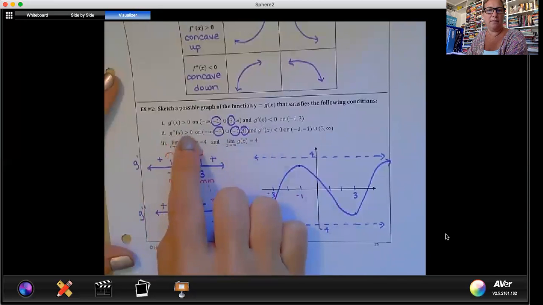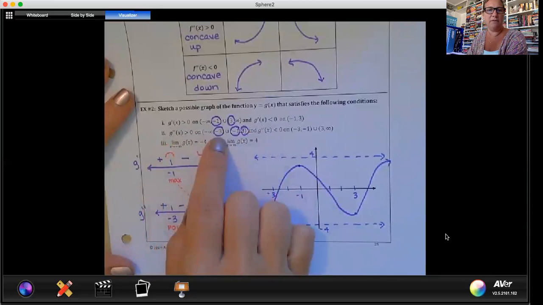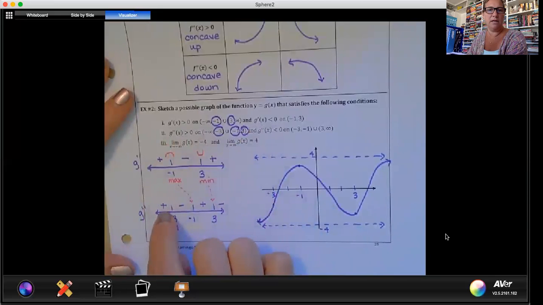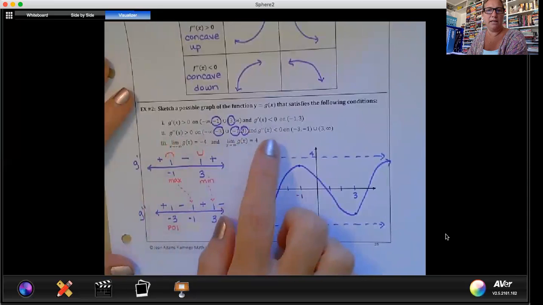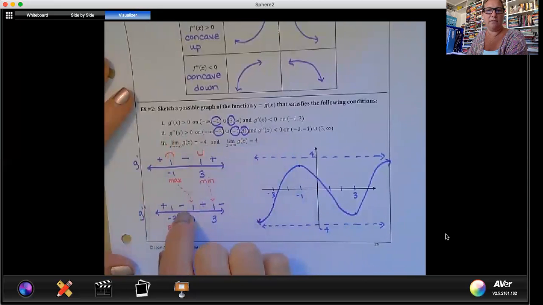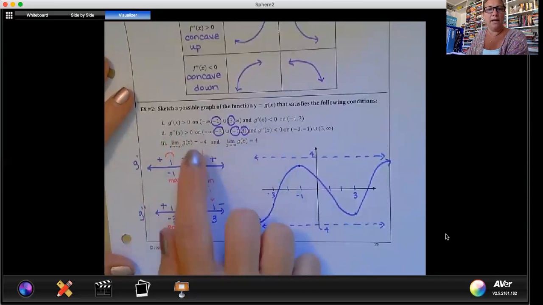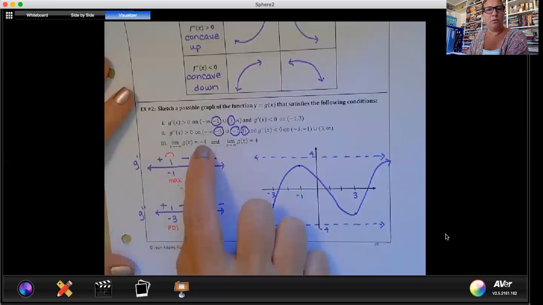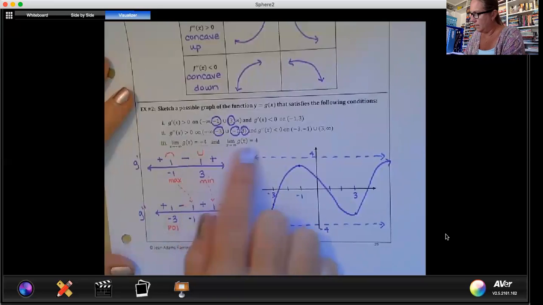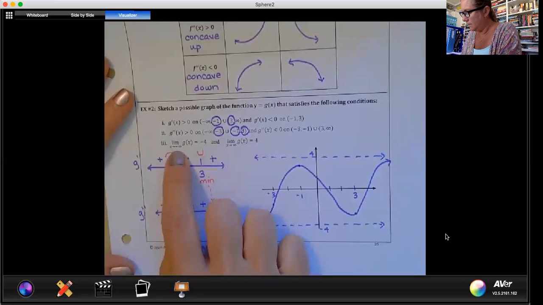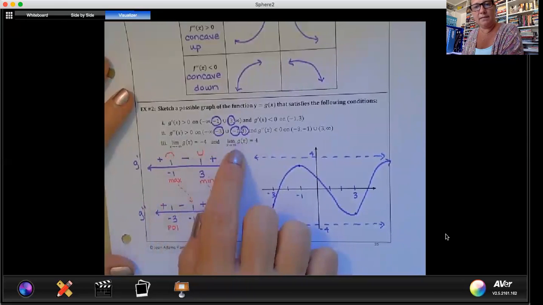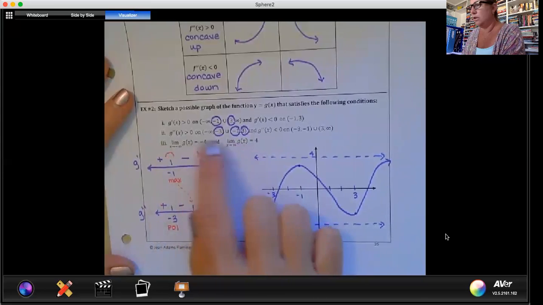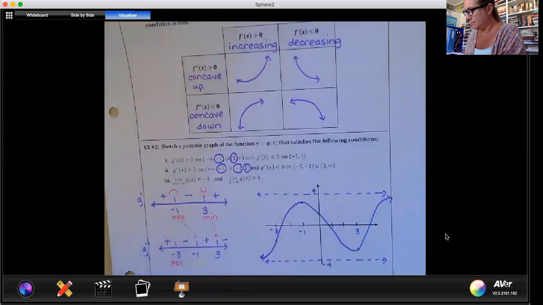For g double prime, it is greater than 0 from -infinity to -3. It is greater than 0 from -1 to 3. It is less than 0 from -3 to -1. And it is less than 0 from 3 to infinity. And your limits as x approaches infinity are going to be 4 and -4. So as x approaches negative infinity, your graph approaches -4. And as x approaches infinity, your graph approaches 4. Those let you know that you have horizontal asymptotes.